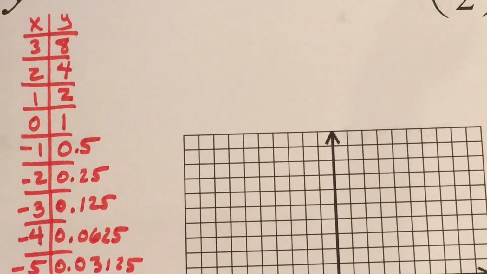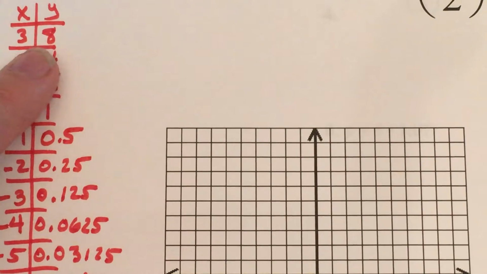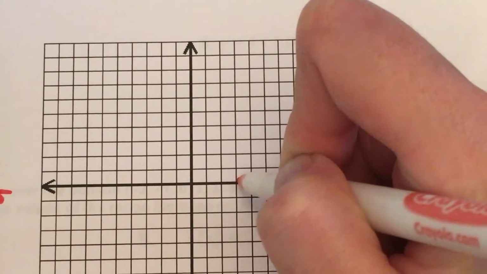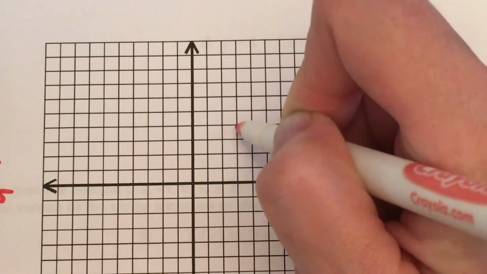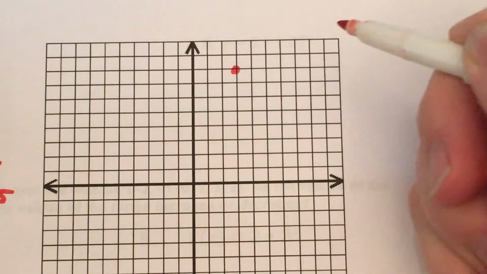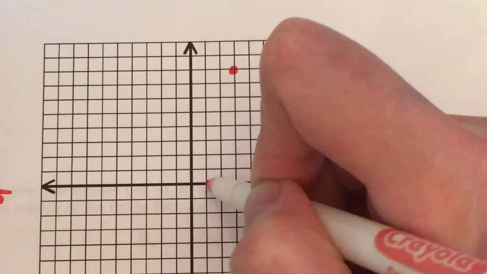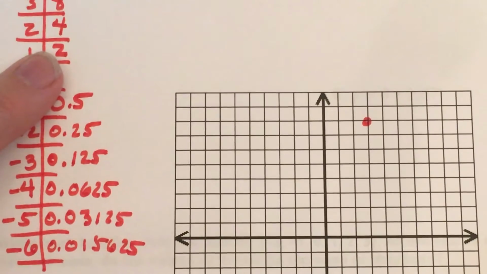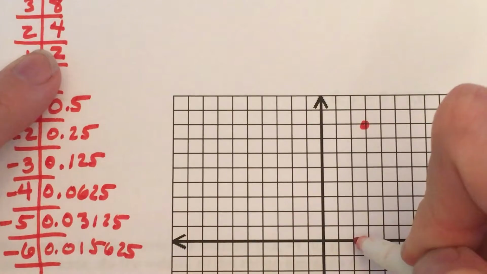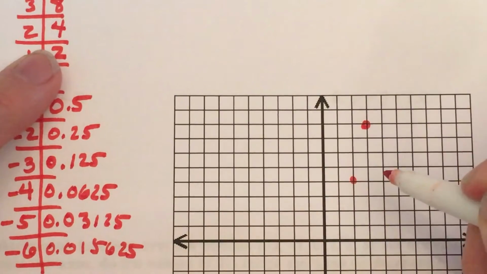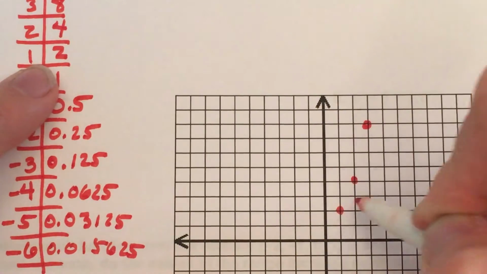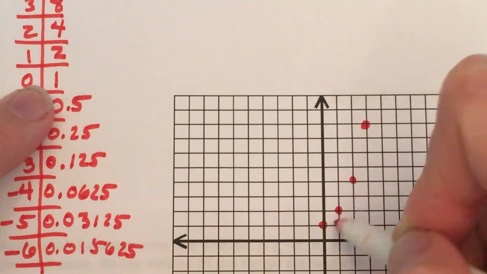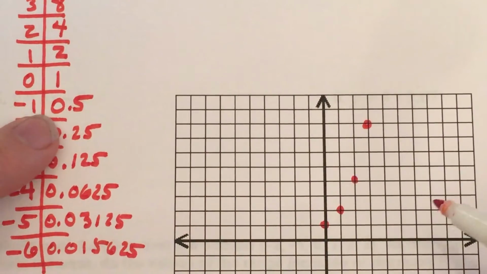So let's go graph it. I start off with the point 3, 8. Right 3, 1, 2, 3, up 8: 1, 2, 3, 4, 5, 6, 7, 8. Then 2, 4. Can those fit? Yeah. 2, 1, 2, 3, 4. Then 1, 2, and 0, 1. So you see how this is not a straight line at all. It curves. Let's check this.